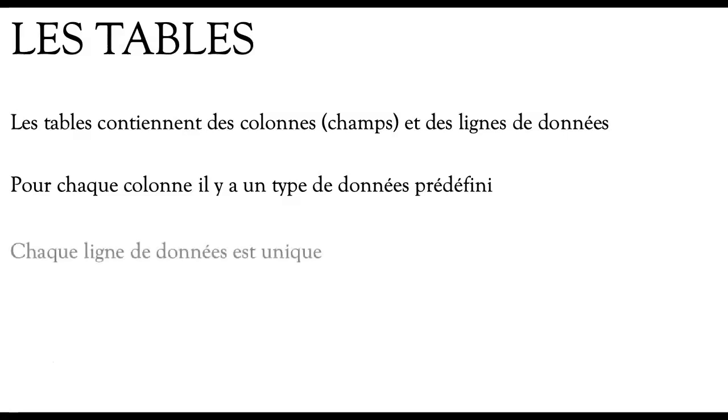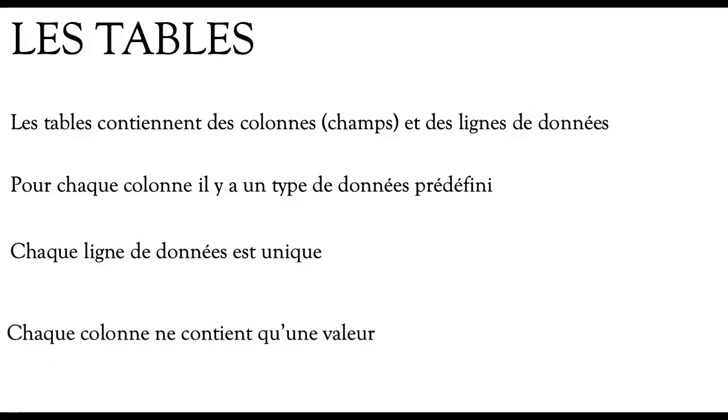Each row of data must be unique, so there should be no identical rows. Finally, each field can only hold one piece of data, so for example, a column email in a customer database should not contain more than one email per field.